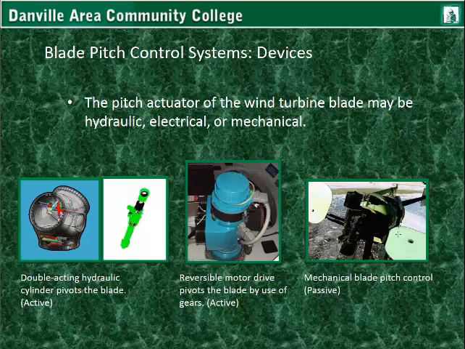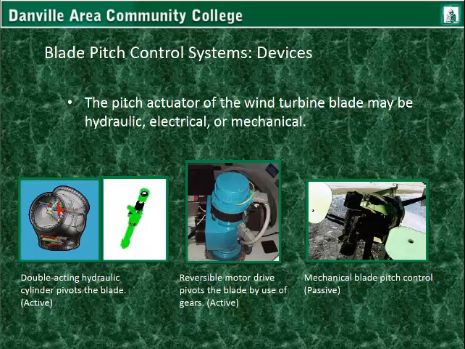A type of passive system is the mechanical blade pitch control system. Basically, it uses centrifugal forces to adjust the pitch of the blade. The active systems would require sensors such as anemometers to monitor the wind speed, and also sensors to give information on the relative position of the blade pitch, and the PLC. All of this input information can be used to adjust the blade and keep the blade at the critical angle for various wind speeds.